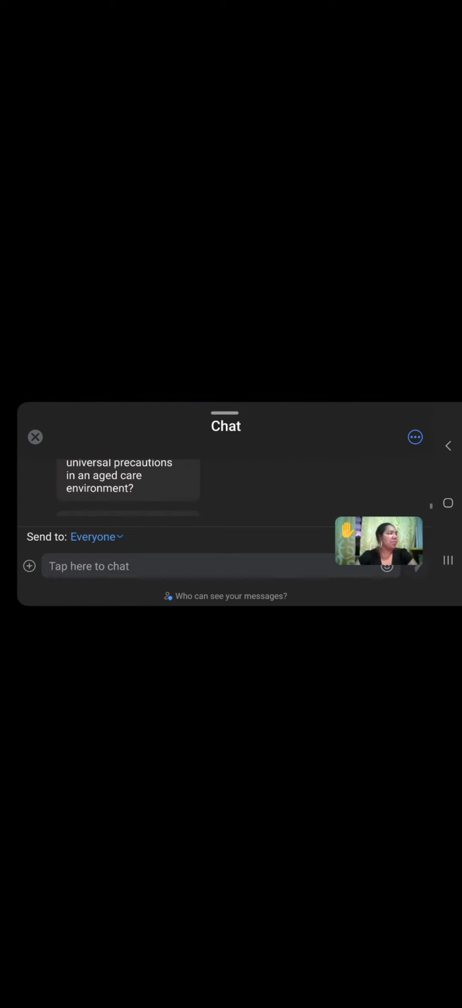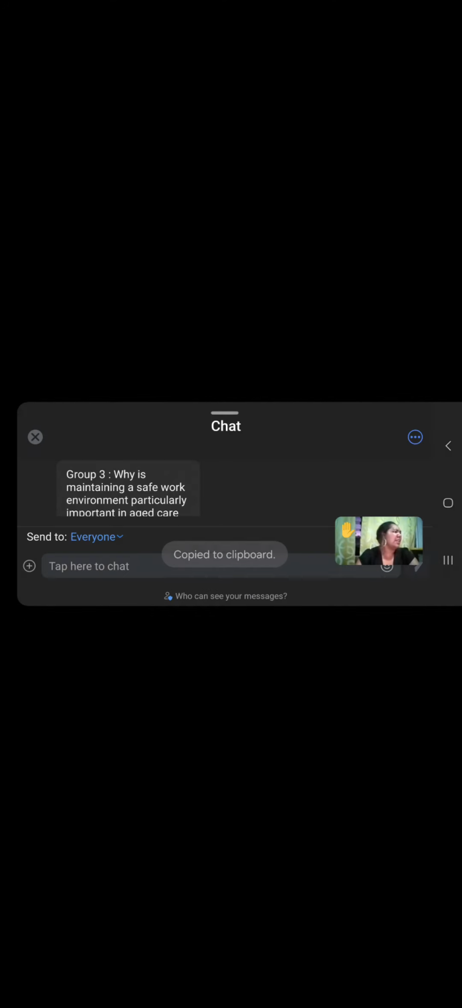Group 2 is Andialisi, Isne, Ruby, and Sangeeta. How do universal precautions contribute to the safety of healthcare practitioners? This is group 3's question. Group 3 is Afsa, Amit, Ilaikini, and Priyanka. Why is maintaining a safe work environment particularly important in an aged care setting?